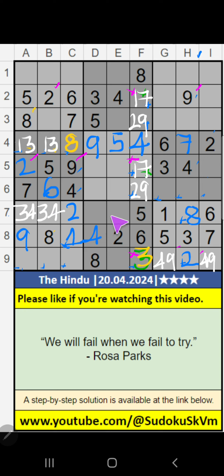Then 7th row, 2 numbers are remaining, 7 and 9. Column D, we have 9. So 9 can't come in this cell. 9 is confirmed here. Then 7 is here. Then 8th grid, only 1 number is remaining, 1.